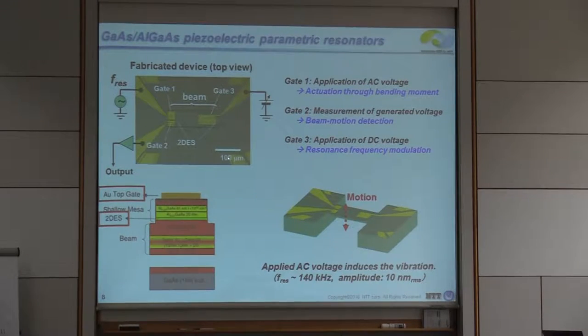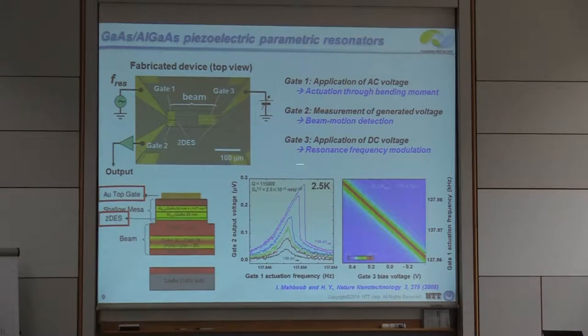This is a top view. We have three gates. One gate is used for the actuation, the second gate is used for the detection, and the third gate is used for the frequency tuning. So you can realize these three functions by using this single device.